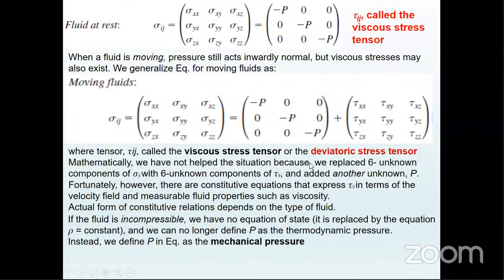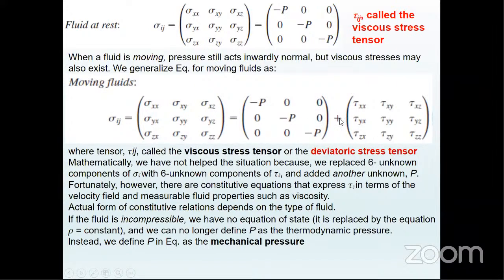along with this, an additive matrix: tau xx, tau xy, tau xz. It is the shear stress tensor. Tau yx, tau yy, tau yz, tau zx, tau zy, tau zz. This tau ij is called the viscous stress tensor, or we can also call it the deviatoric stress tensor. You remember it as the viscous stress tensor to a greater extent.